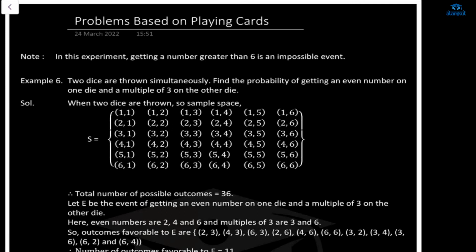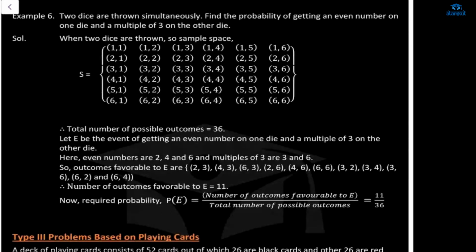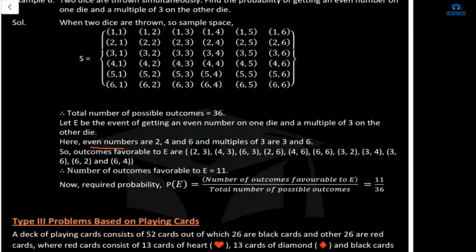Okay, on the first dice or any one of the dice, you'll be getting an even number, and on the other dice, it should be a multiple of 3. Now, what are the even numbers? Even numbers will be 2, 4, and 6. And the multiple of 3, according to the sample space, will be 3 and 6.